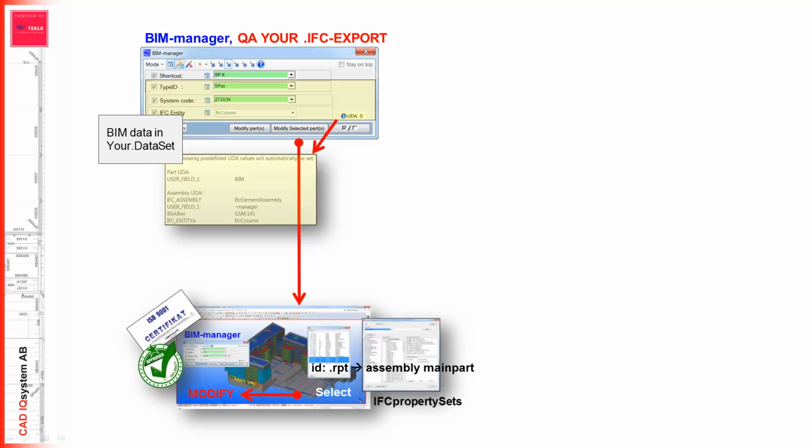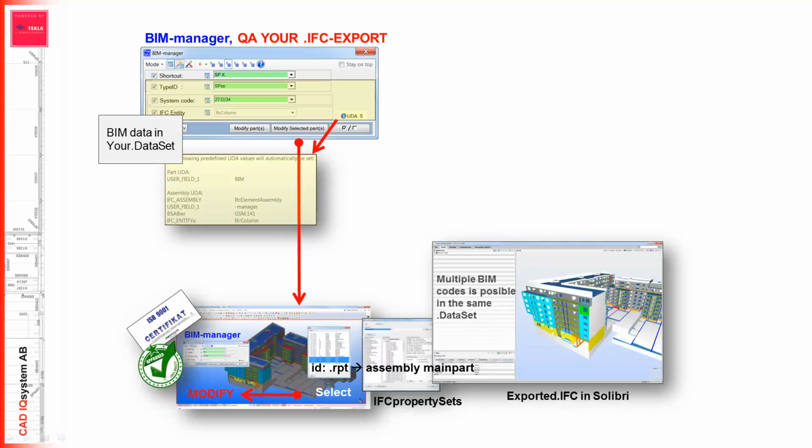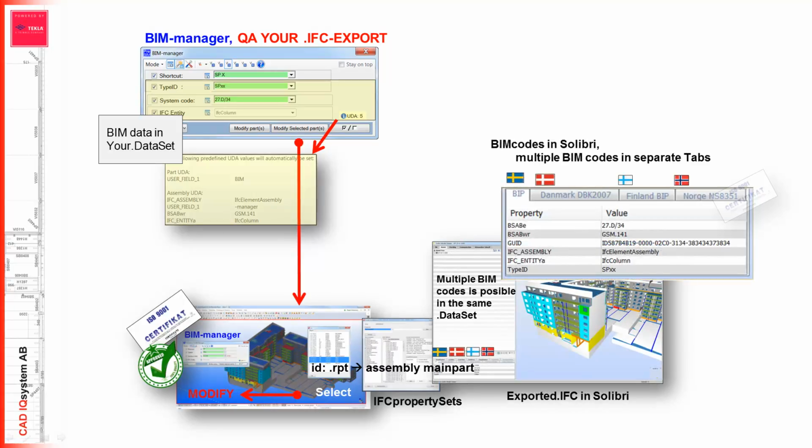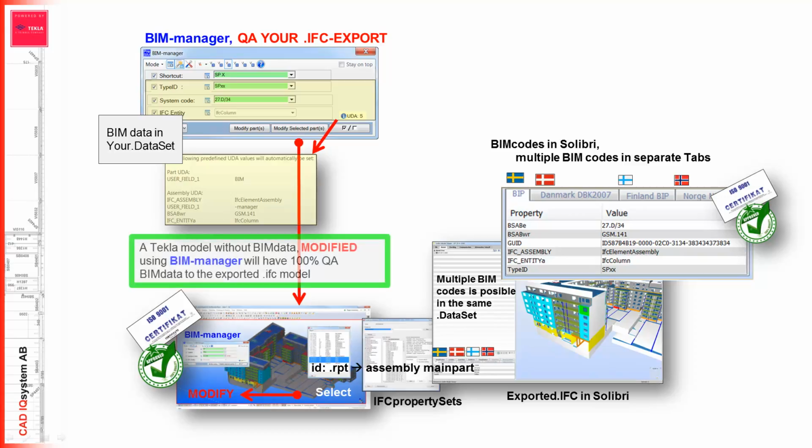Set up IFC property sets. Export to IFC, here viewed in Solibri. Here we have Solibri tabs, BIP code Swedish, with all the BIM data added to the objects. In this case we have multiple BIM codes in separate tabs, Denmark, Finland and Norway. A Tekla model without BIM data, modified using BIMmanager, will have 100% QA BIM data in the exported IFC model.